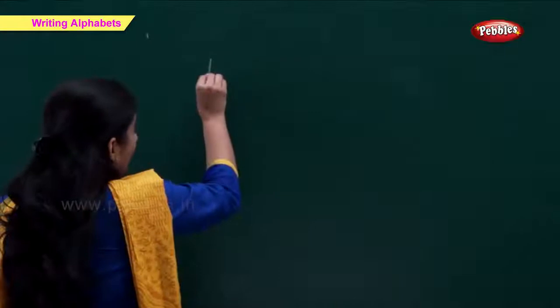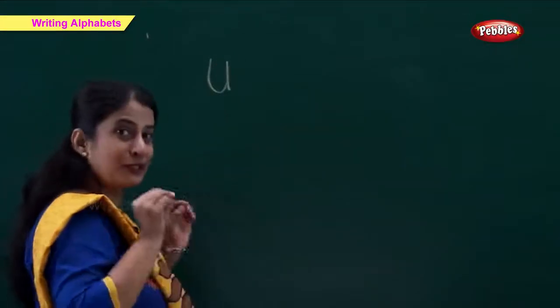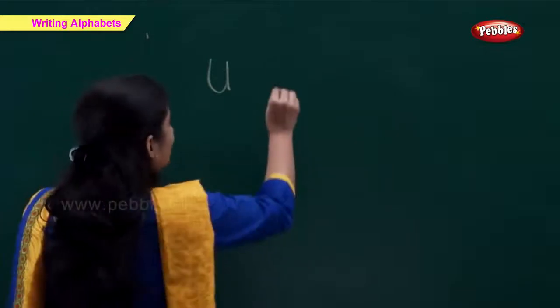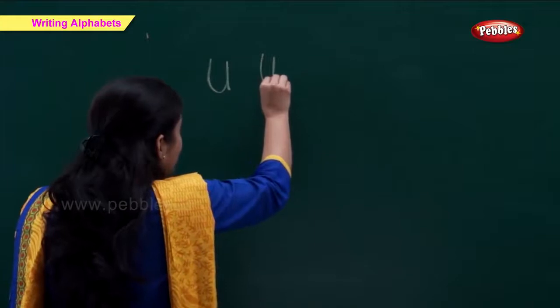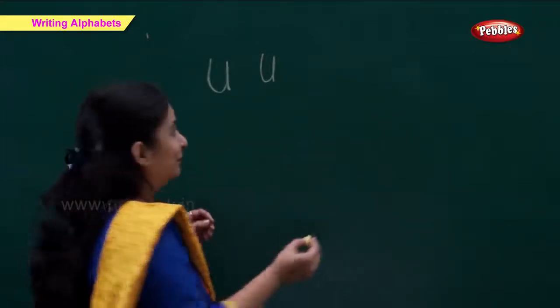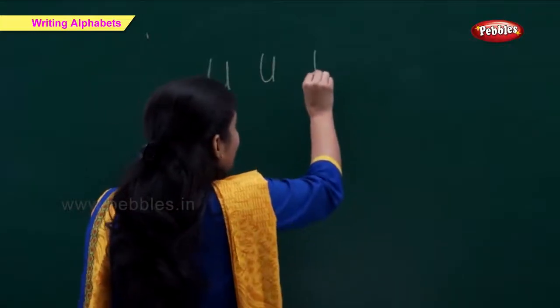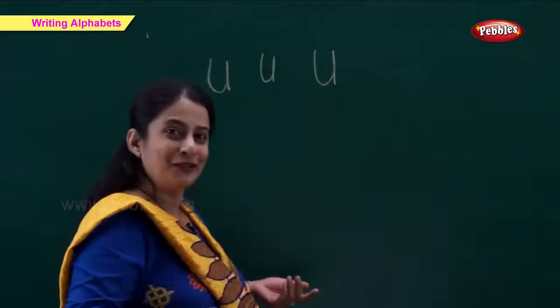Now we are going to write U. Small u. A curve with a small standing line makes U.